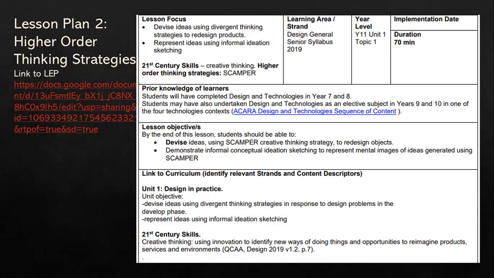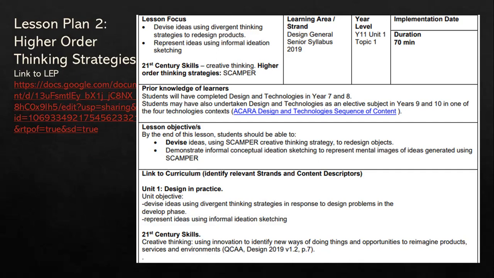It also emphasizes the 21st century skill of creative thinking, where students learn to innovate and identify new ways of doing things and opportunities to reimagine products, services, and environments. The lesson objectives are to devise ideas using the SCAMPER creative thinking strategy to redesign objects, and demonstrate informal conceptual ideation sketching to represent mental images of ideas generated using SCAMPER.